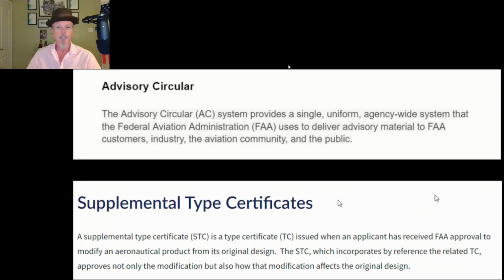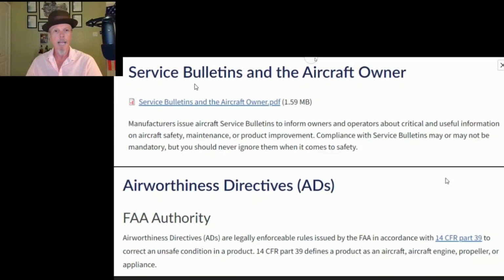So now they're changing something and so they need an STC approval. The next two that we want to look at are the service bulletins and the aircraft owners.